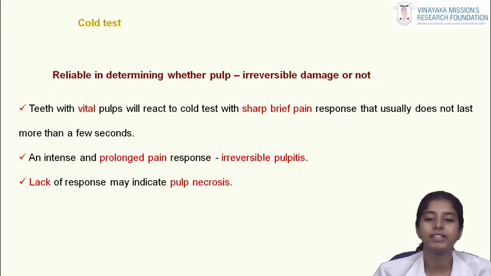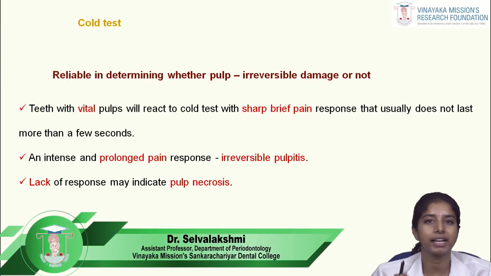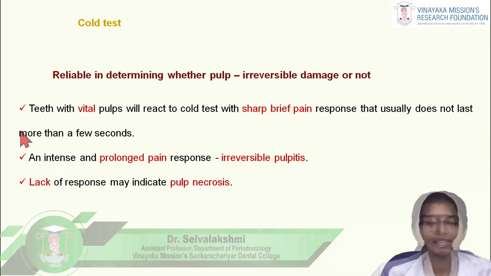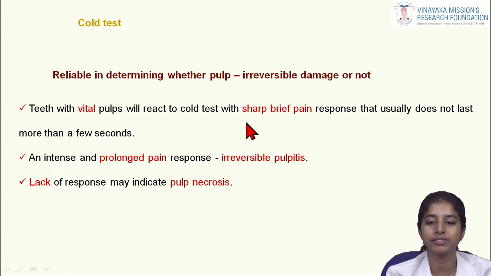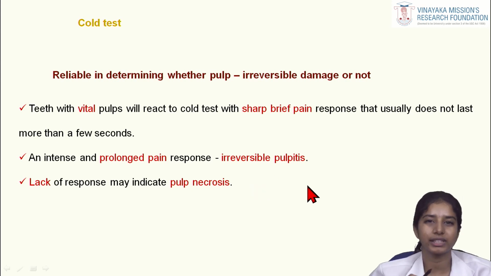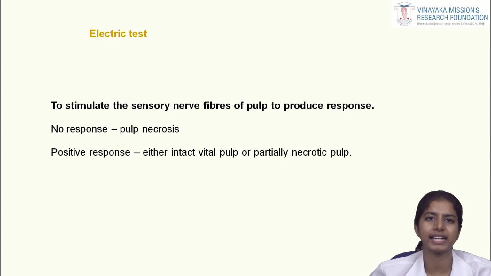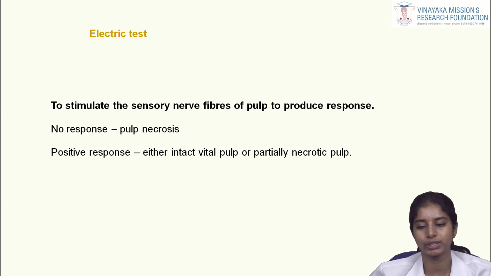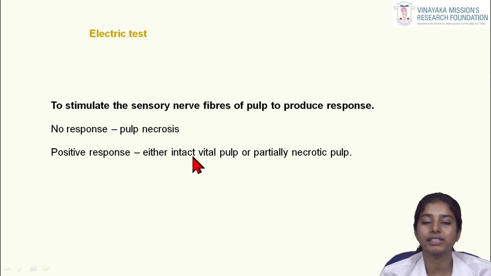Then we have the cold test, which is reliable in determining whether the pulp has got irreversible damage or not. Teeth with vital pulps will react to the cold test with a sharp, brief pain response that usually does not last more than a few seconds. In contrast, an intense and prolonged pain response occurs in case of irreversible pulpitis, and a lack of response indicates pulp necrosis. Then coming to the electric test, it is done to stimulate the sensory nerve fibers of the pulp to produce a response. There won't be any response in pulpal necrosis, and there is a positive response in case of either intact vital pulp or partially necrotic pulp.